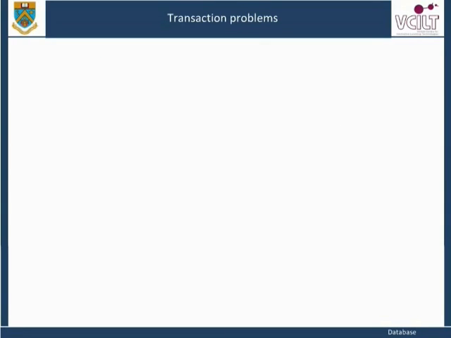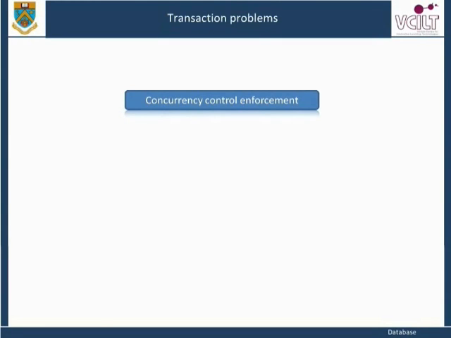Transaction problems. There are a variety of causes of transaction failure. These may include concurrency control enforcement. A concurrency control method may abort the transaction to be restarted later because it violates serializability, the need for transactions to be executed in an equivalent way as would have resulted if they had been executed sequentially, or because several transactions are in a state of deadlock.